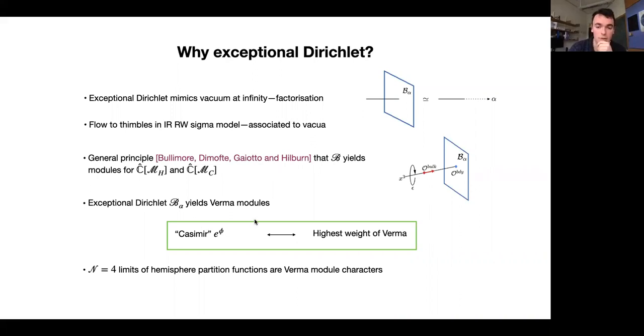And we're going to show that the Casimir energy term can be thought of as kind of an equivariant vacuum energy and gives the highest weight of these Verma characters. And in general, the whole hemisphere partition function in a specialized limit gives a Verma module character. Okay.